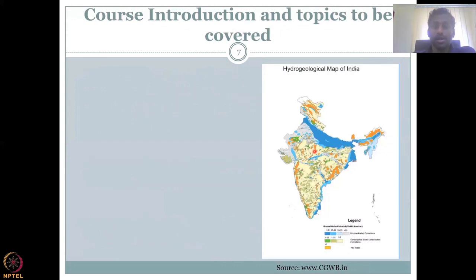So course introduction and topics will be covered today. This first lecture is to sensitize everyone on the course need. And this is the hydrogeology map of India from the Central Groundwater Board. In short, it is called the CGWB. It is a Government of India entity which is the key for monitoring groundwater across India.